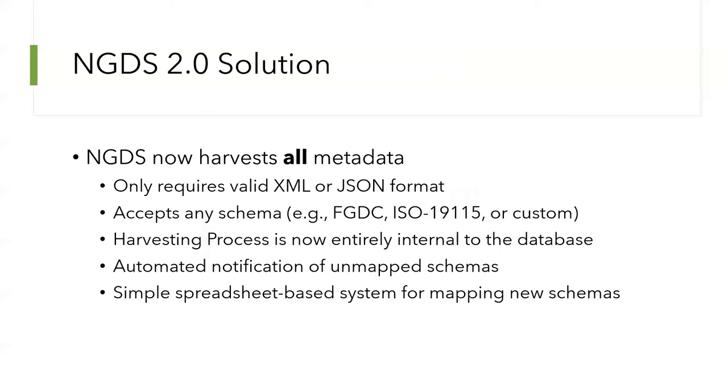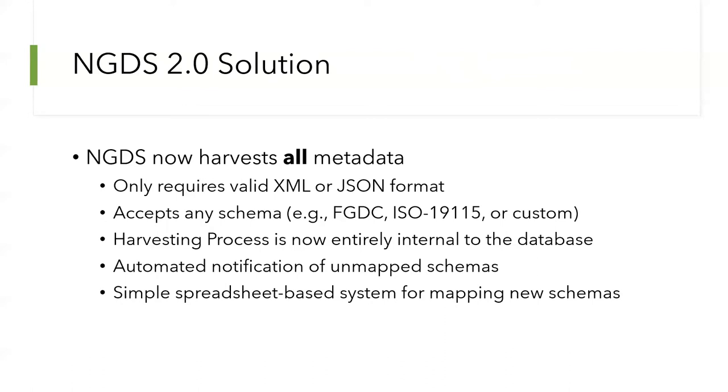Therefore, a major goal of the NGDS 2.0 system was to eliminate all of these independent harvesting services and their associated drawbacks. NGDS 2.0 is instead a single, unified system that handles all aspects of creating the meta catalog, including the metadata harvesting, translation, and validation processes. This means that there is only a single system that now has to be maintained.